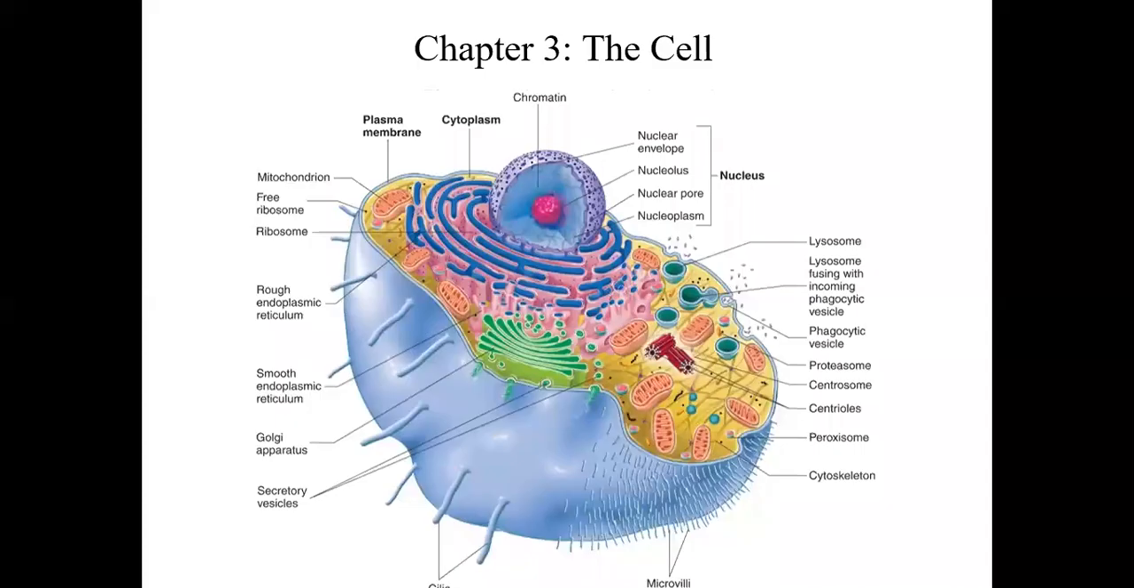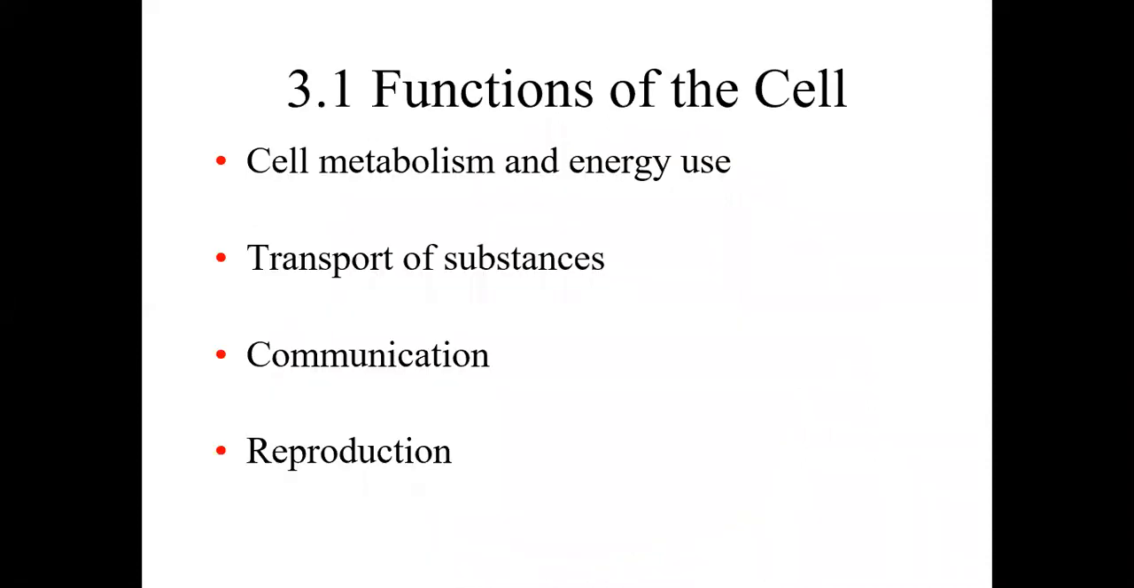In Chapter 3, we're going to be studying the cell, both the structure and function of the cell, which is the smallest living portion of a living organism. In this slide, we're going to go through each of these parts a little later in the chapter, but this slide shows you just a general schematic of what a cell might be like and some of the major parts. To begin with, section 1 briefly mentions a few of the functions of the cell.